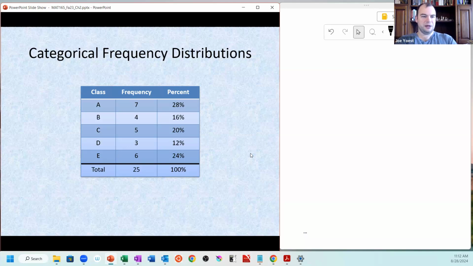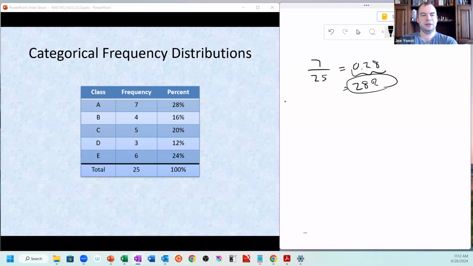How do I get a percent? Well, I take my frequency over the total. If I multiply top and bottom by 4, I get 28 over 100, or 0.28, or 28%. So I just take my frequency over the total, turn it into a percent, and do that for each line. 4 over 25, 16%, 5 over 25, 20%, and so on. Okay, so I think that's pretty straightforward.